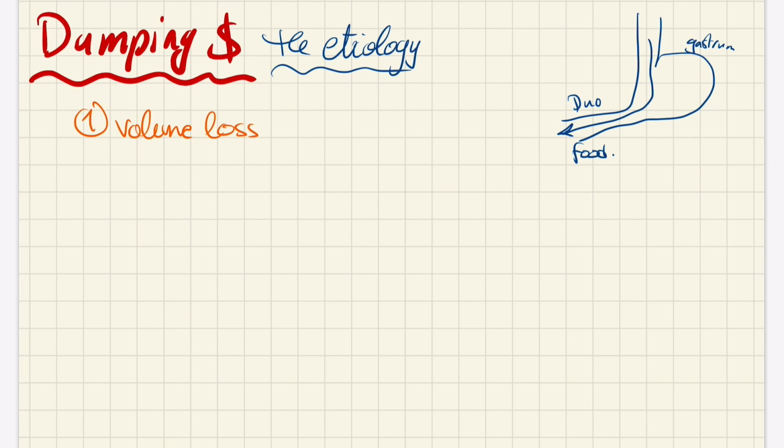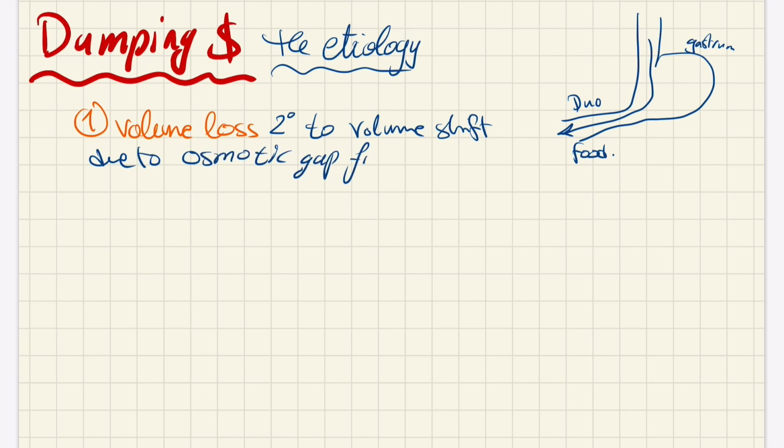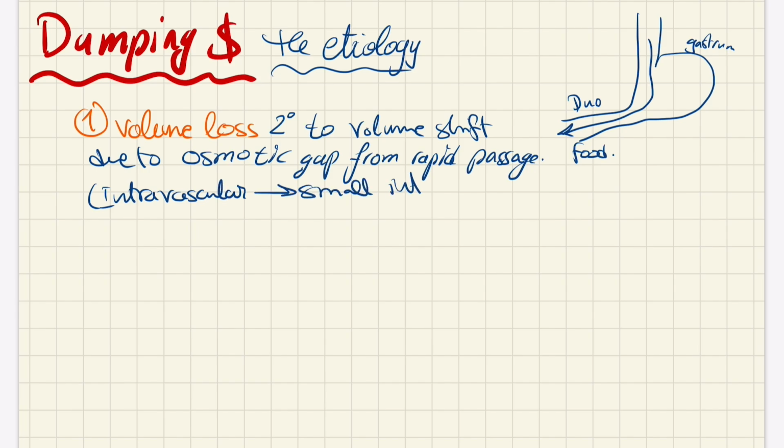First, the volume loss. Because of the high osmolarity of the food that is being transferred into the duodenum, it will lead to a shift of fluid from the vascular environment into the intestinal environment, so the intra-intestinal space. This will lead to volume loss.